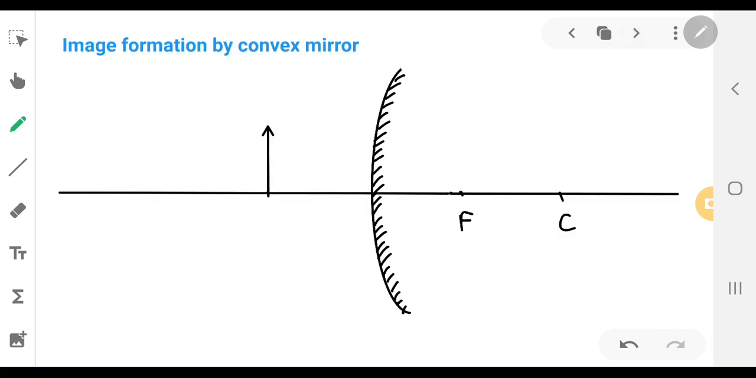Next we'll see image formation by a convex mirror. So the first ray that we are considering is parallel to the principal axis. Any ray parallel to the principal axis on the convex mirror gets reflected.